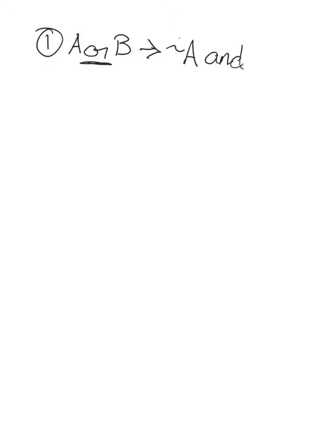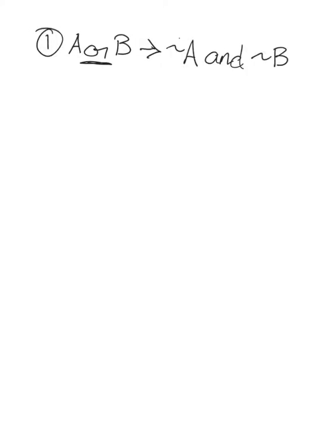Okay, so we are going to start off with some topics about negation. Our first example is if you're given a situation where A or B, so the keyword here is or, and it will negate to not A and not B.